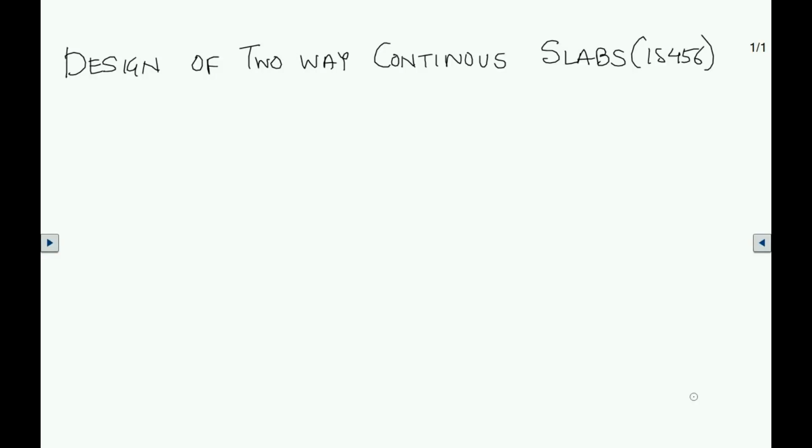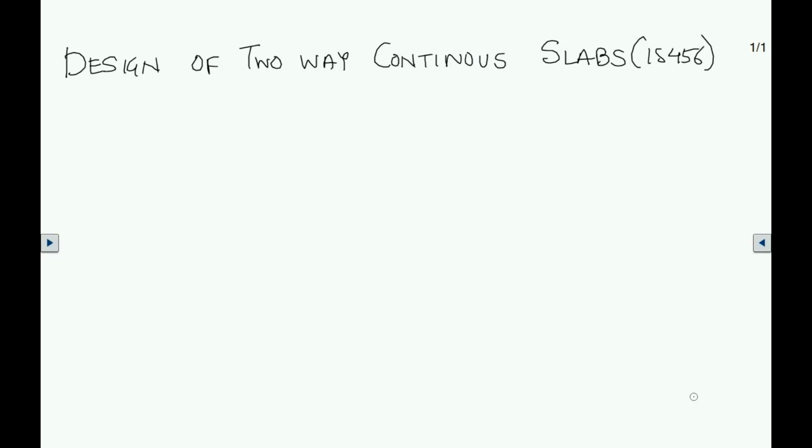So this video will be on design of two-way continuous slabs. Last week I made a video on one-way continuous slabs and you guys are requesting me to make a video on two-way slabs also. So here it is, design of two-way continuous slabs. Before we start, we'll do a quick overview of what it is and what we have to keep in mind before we start designing the slabs.